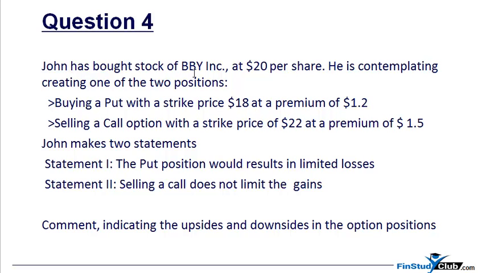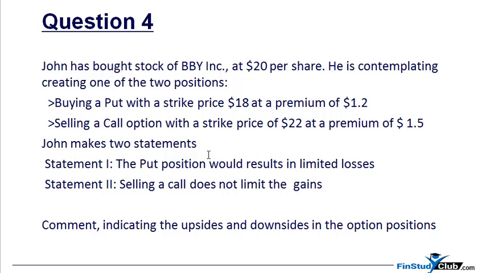So John has bought stocks of BBY at $20 per share. He's contemplating creating one of the two positions, buying a put with the strike price $18 at a premium of $1.2. So John already has a long position in the stock and he looks to buy the put of the same stock with the strike price $18 at a premium of $1.2 now. Or alternatively, he looks to sell a call option with the strike price of $22 at a premium of $1.5.